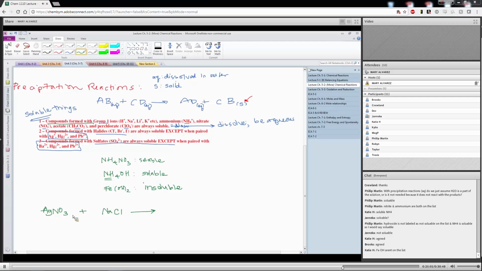First off, we need to be able to tell what my products are going to be. And this is a double displacement, so I think you guys can do that because we always know the outside ions go together, the inside ions go together, right? And second of all, we need to be able to say whether each of the species is soluble or insoluble, so we can label it properly. So what will my products be?